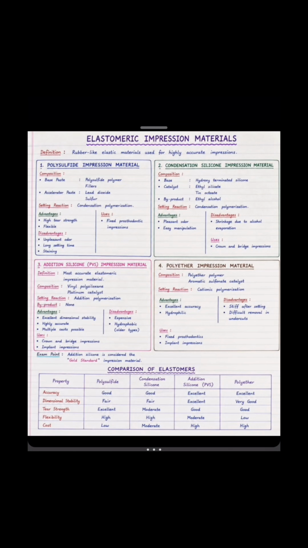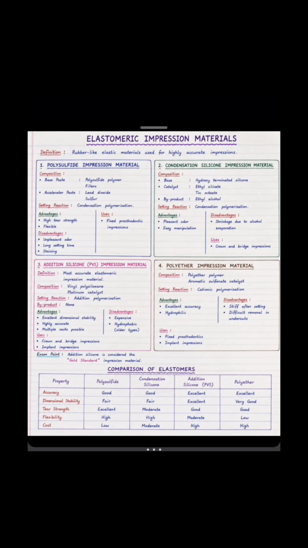Then comes the polyether impression material, last but not the least. Reaction is cationic polymerization. Pros: naturally hydrophilic, captures great detail even under the gums where moisture is present, and incredibly accurate. Cons: extremely stiff after setting, making it very hard to remove if the patient has tight undercuts. So the disadvantage of polyether is that it is stiff after setting, with difficult removal in undercuts. Advantage is excellent accuracy, hydrophilic, and it is used in fixed prosthodontic and implant impressions.